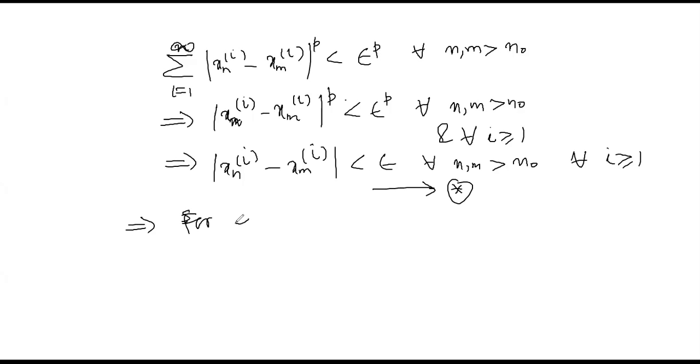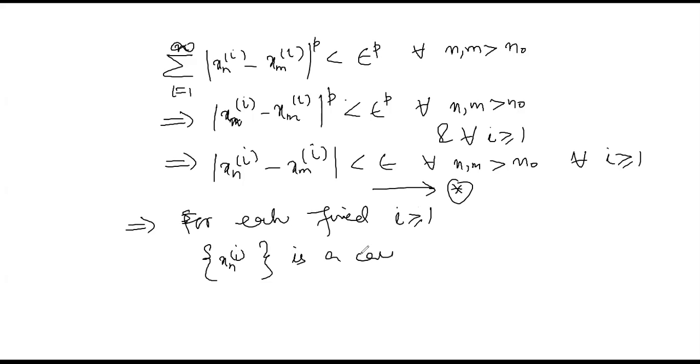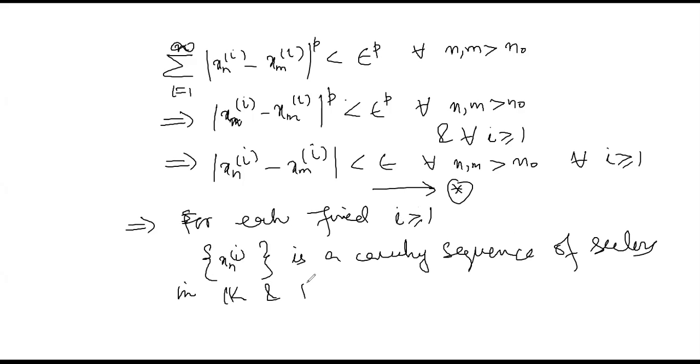each fixed i greater than or equal to 1, xni is a Cauchy sequence. It is the same thing, the column technique that I did last time. Exactly the same technique: it is a Cauchy sequence of scalars in K, and K is complete.